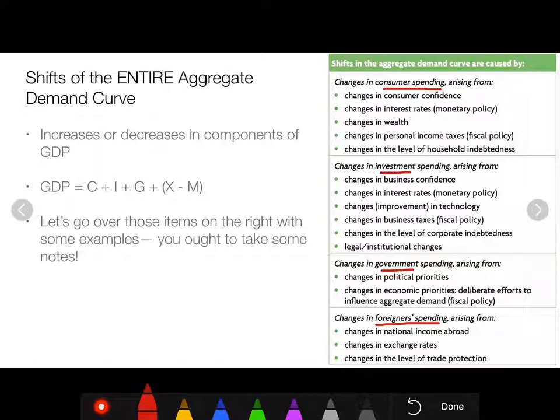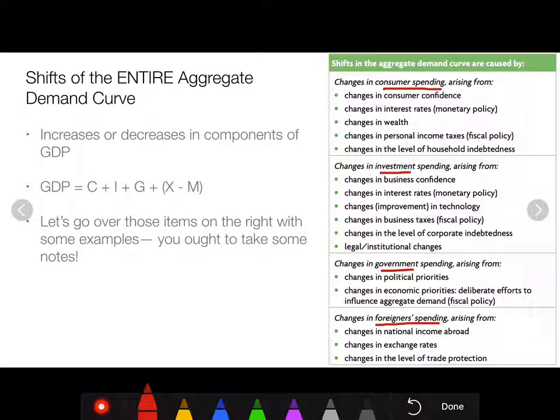Things that affect consumer spending that would shift the entire curve will be consumer confidence, how consumers feel about the economy. Changes in interest rates can shift the entire curve, monetary policy-wise. Changes in personal wealth, changes in personal income taxes. Decreasing income taxes increases consumer spending, and the opposite would be true. Increasing taxes decreases consumer spending.